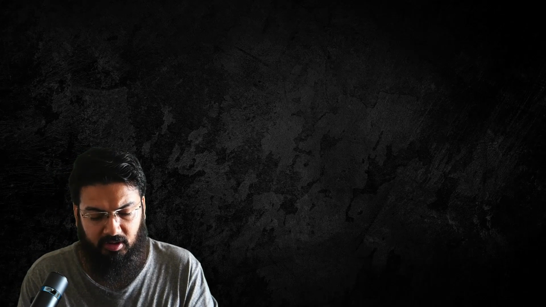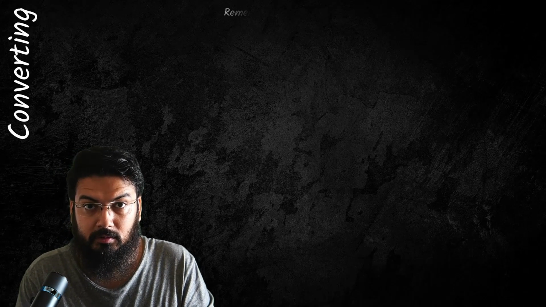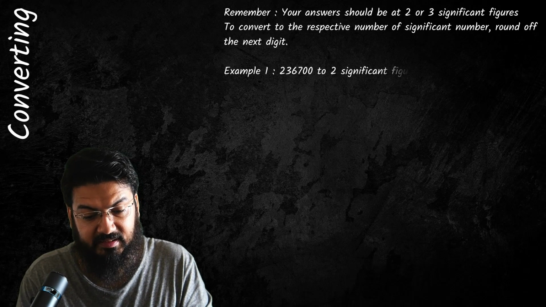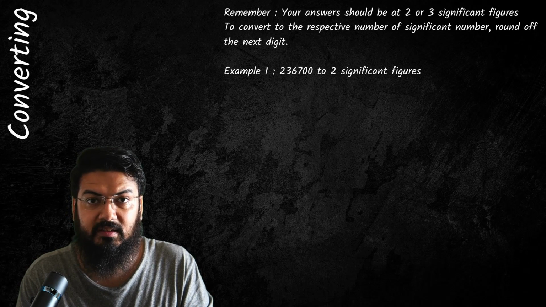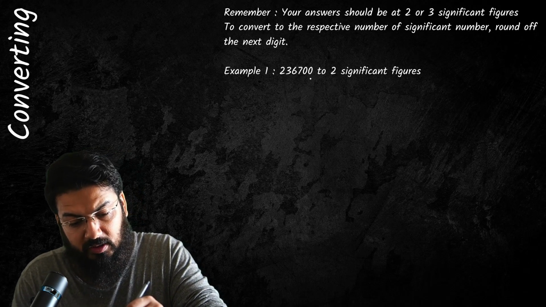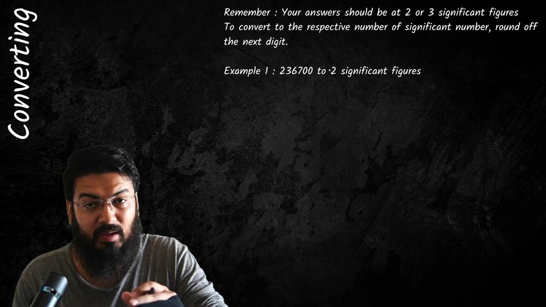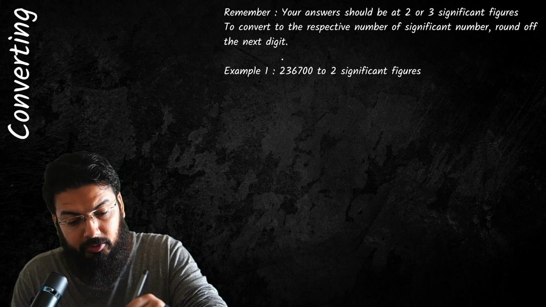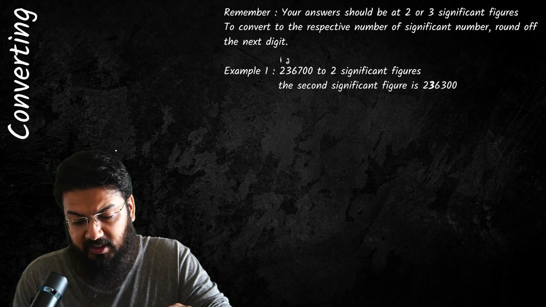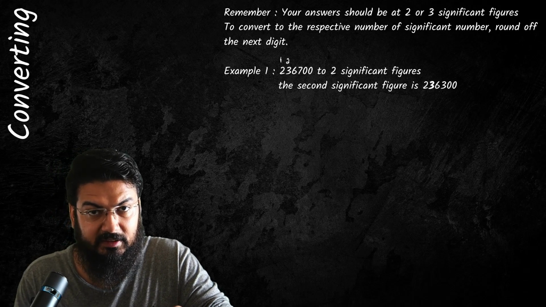All right. So let's take a look at some examples on how you are supposed to convert to two or three significant figures, because that's what your answer is going to be at. So you have this number right here, 236,700. Now 236,700, if I want to convert this to two significant figures, I want to figure out what the second is. So 2 is my first significant figure, and then I have 3, which is my second significant figure. All right, so 3 is my second significant figure.